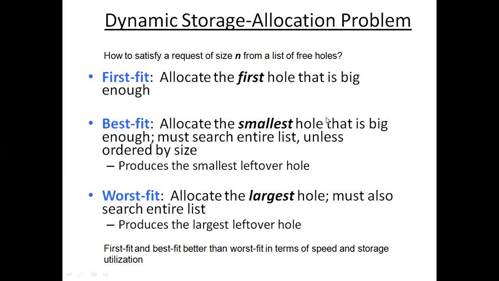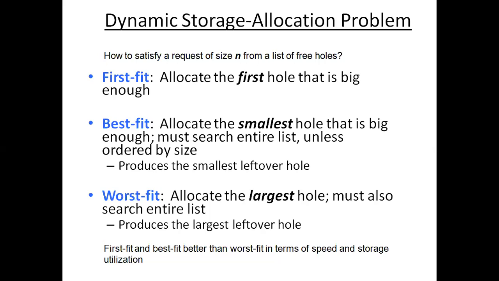Best fit allocates the smallest hole that is big enough. It must search the entire list, unless the list is ordered by size. Okay, now I took this example. Memory has a first 10 kilo hole, and then it has a 30 kilo hole, and then let's say a 25 kilo hole.